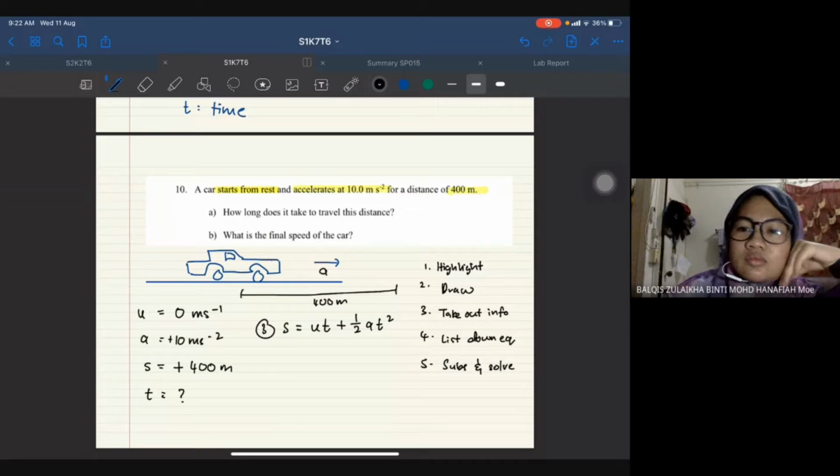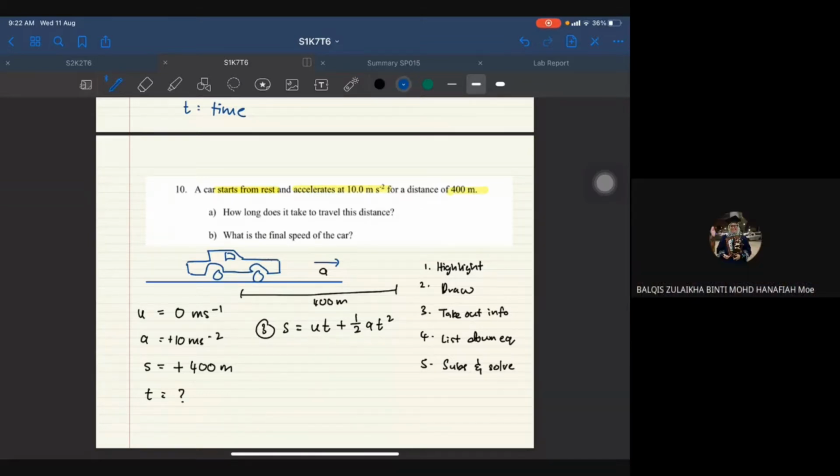So simply substitute all the values. Positive 400, positive no need to put it in, it's okay. So U equals 0, just substitute this as 0. T plus half A is given, which is 10. T is the one that you want to find. So it ends up like that. This one is 0. So you end up with 80.